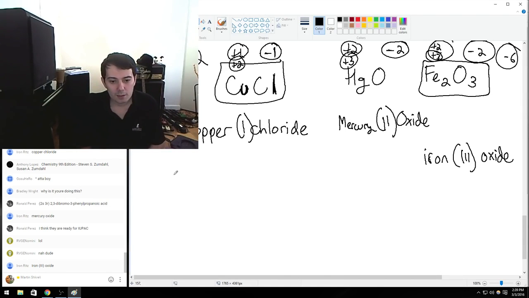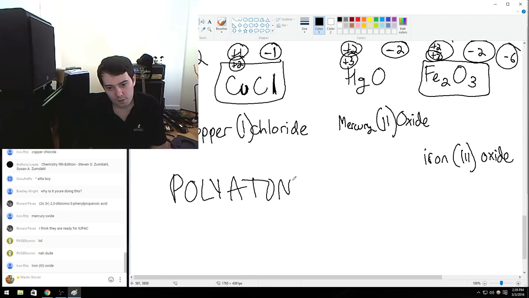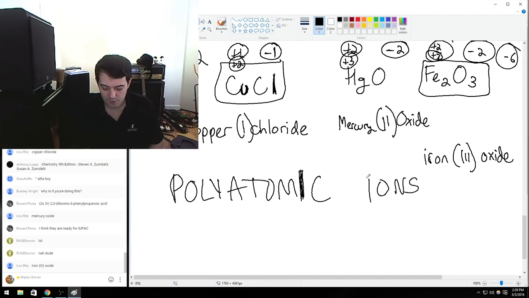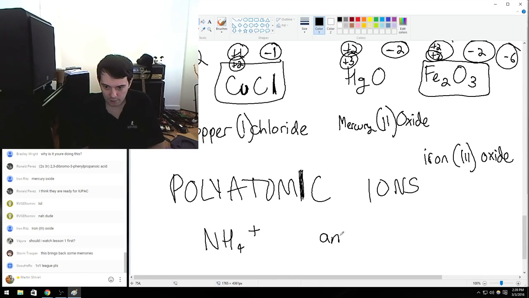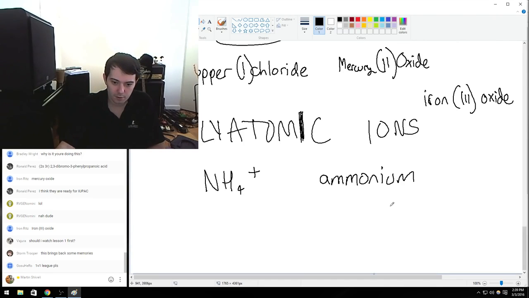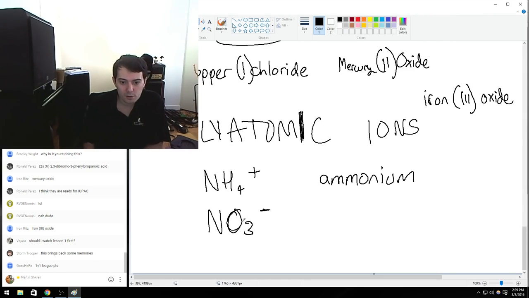We're going to talk about polyatomic ions. This will be the last part of this. Polyatomic ions. As I mentioned, you can have ions that have more than one atom in them. We'll call that polyatomic ions. So here's my favorite example, NH4, which is positively charged. That is ammonium. They have names. How about another one? Let's look at nitrate. Nitrate is NO3 minus.